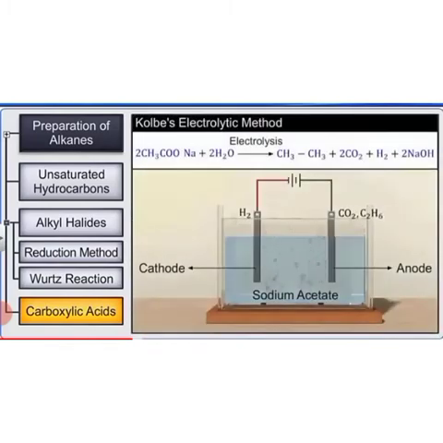Coal-based electrolytic method is yet another method to prepare alkanes from carboxylic acids. This method involves the preparation of alkanes with even number of carbon atoms through the electrolysis of aqueous solutions of sodium or potassium salts of carboxylic acids. For example, the aqueous solution of sodium or potassium acetate on electrolysis gives ethane. The mechanism of the reaction can be understood through the following steps.